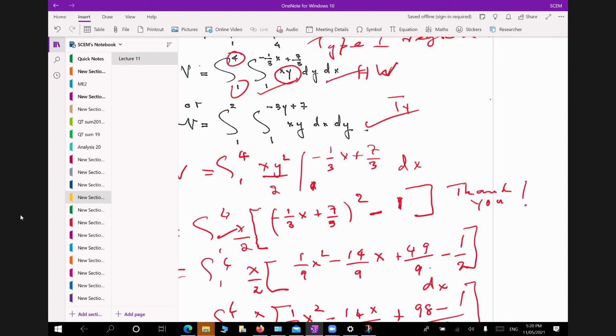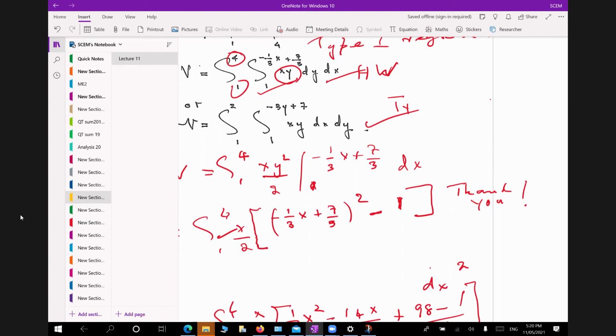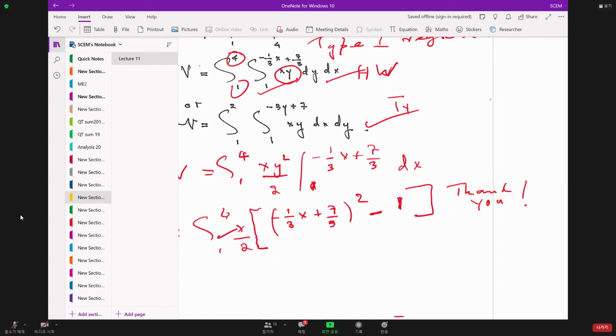Now you work that out. Can you work that out? That's very good. Now work that out. This is not a difficult integral. You do this for homework.